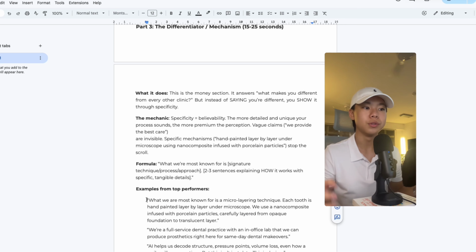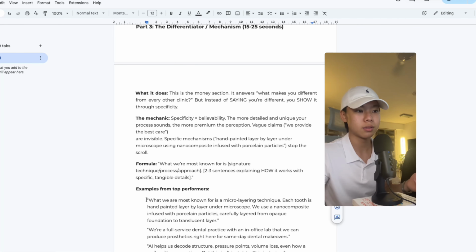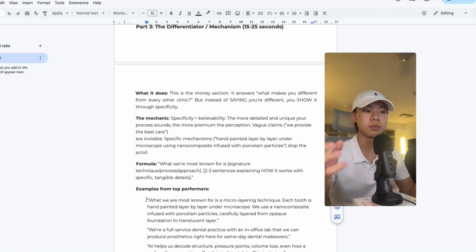What we're most known for is our micro layering technique. Each tooth is hand painted layer by layer under microscope, and we use nano composite infused with porcelain particles carefully layered from opaque foundation to translucent layers. I know that's a lot of information, but that's what builds the premium perception that people have of your product or your process.